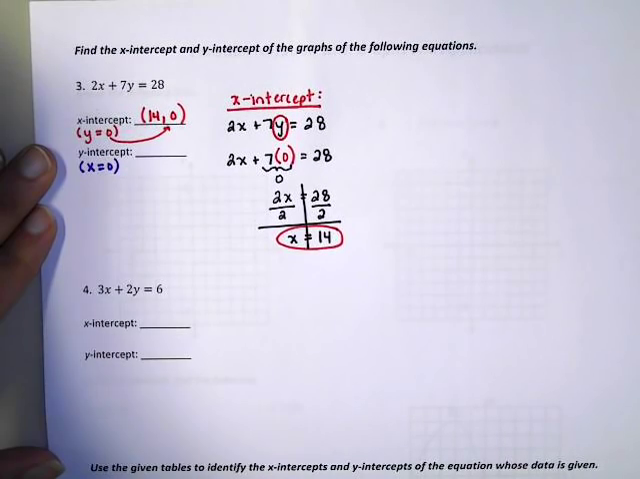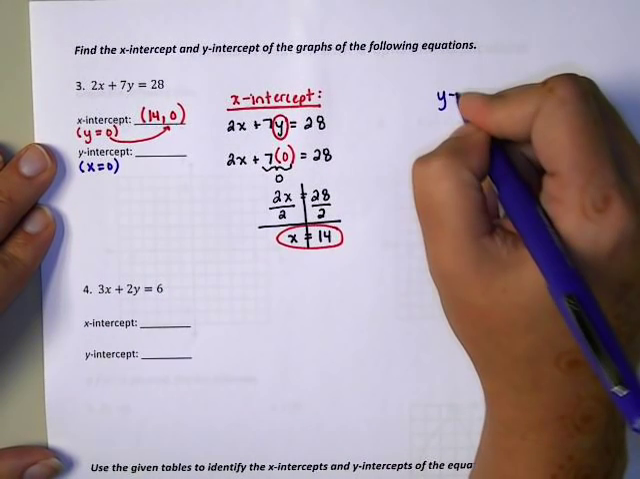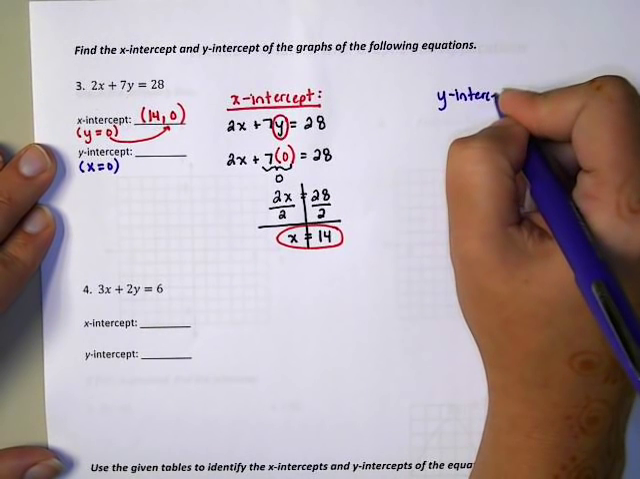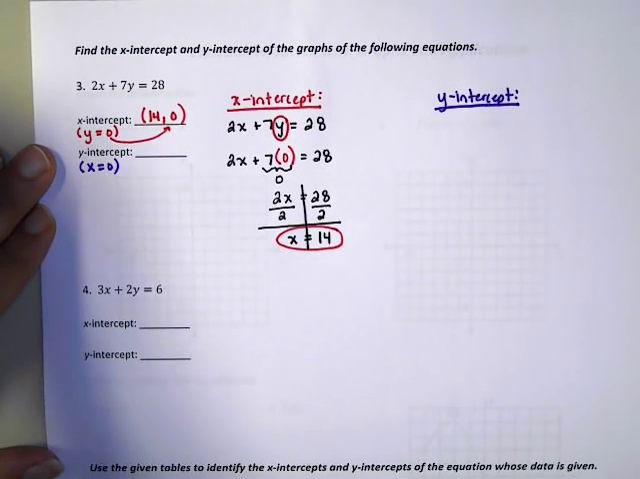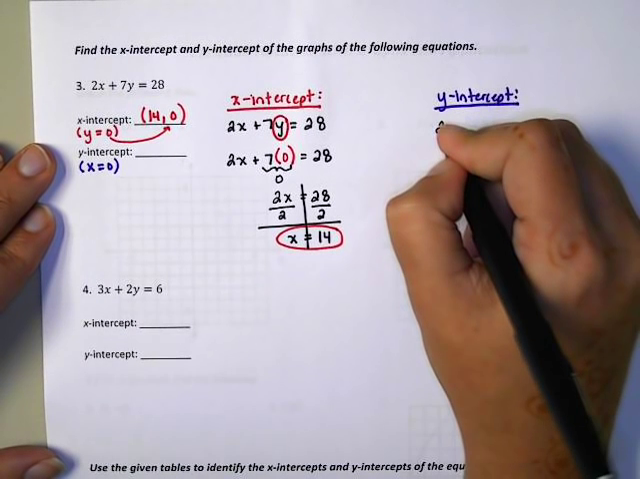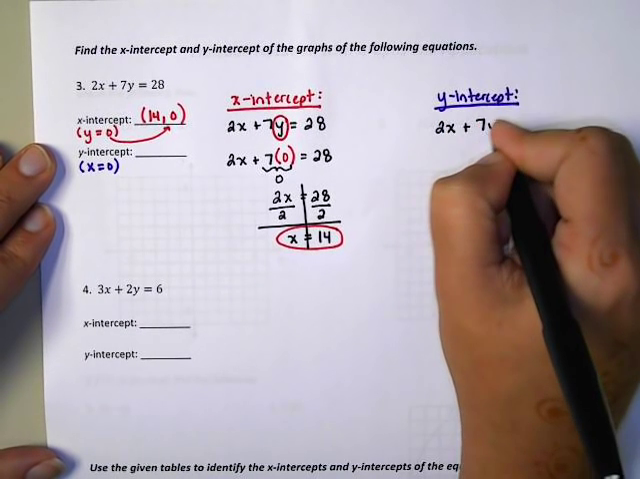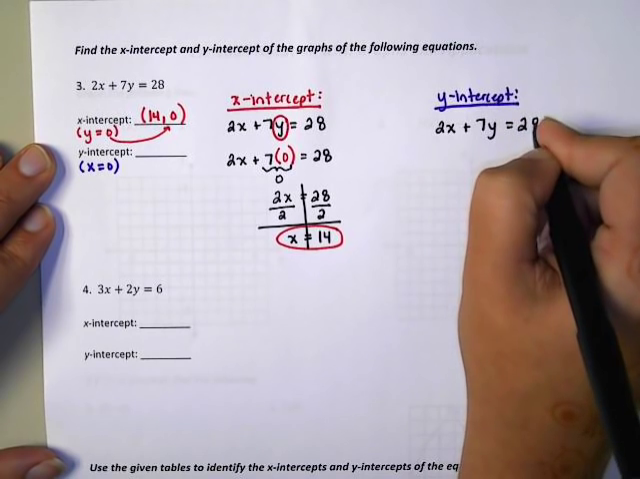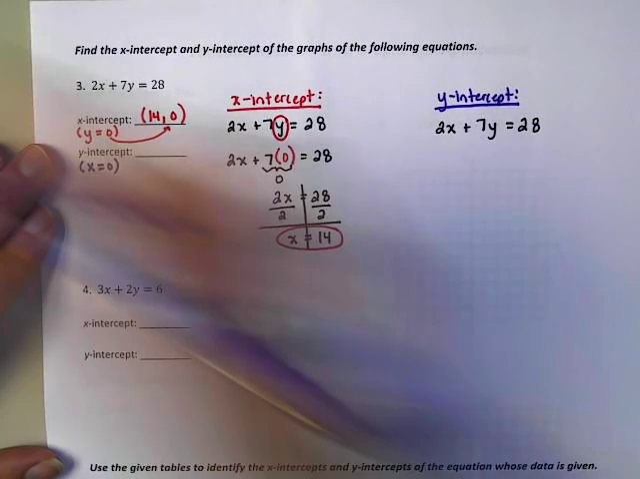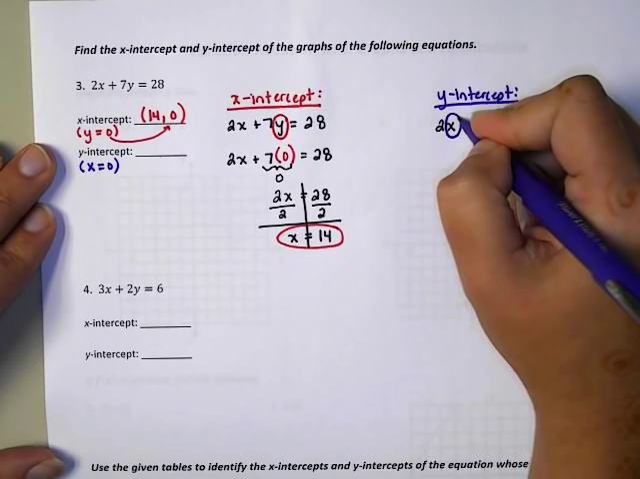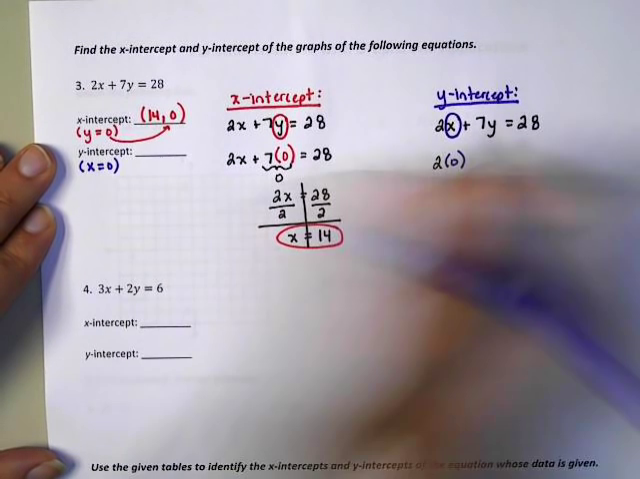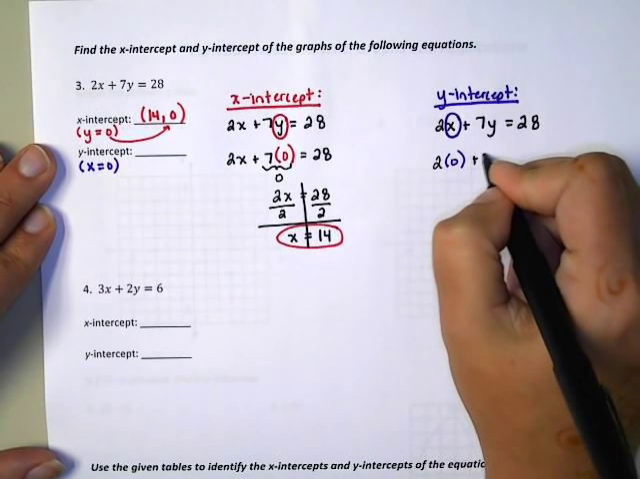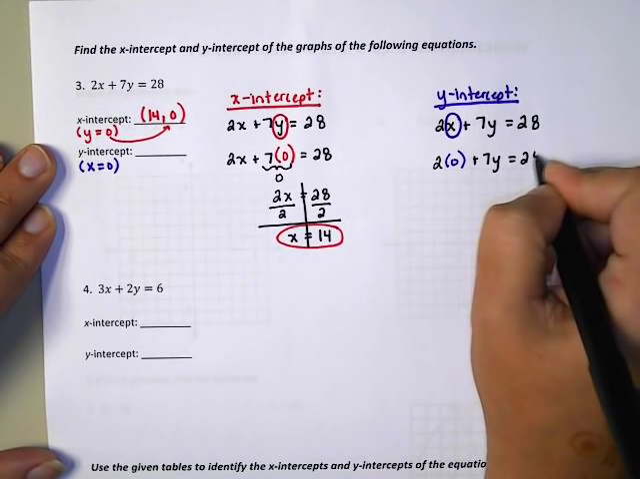If I wanted to find my y-intercept using an equation, I need to remember that my x is 0. So I'm starting with the same equation as before, 2x plus 7y equals 28. I'm going to replace my x with 0. So my new equation will be 2 times 0 plus 7y equals 28.